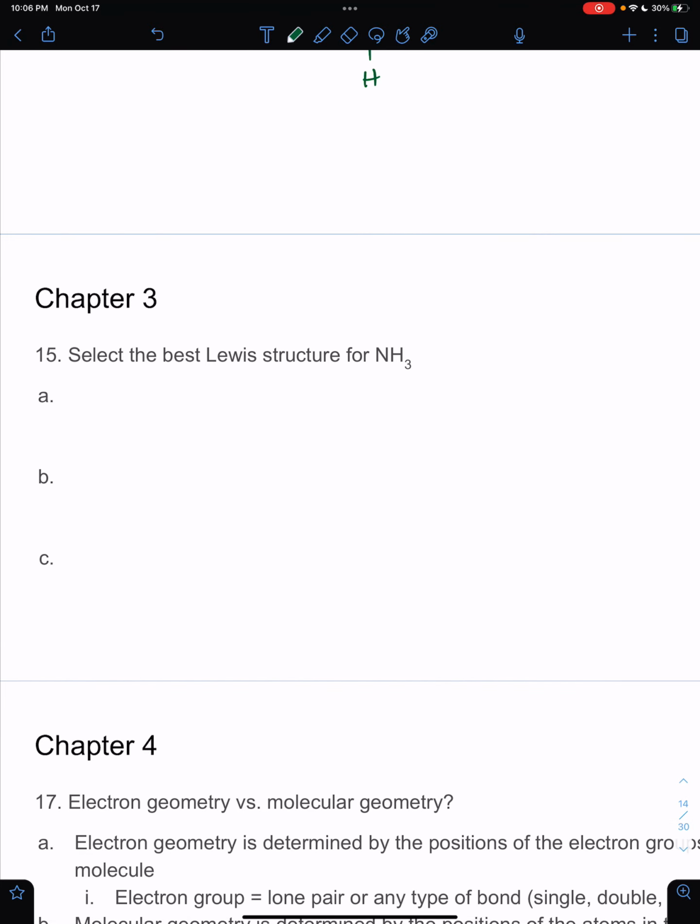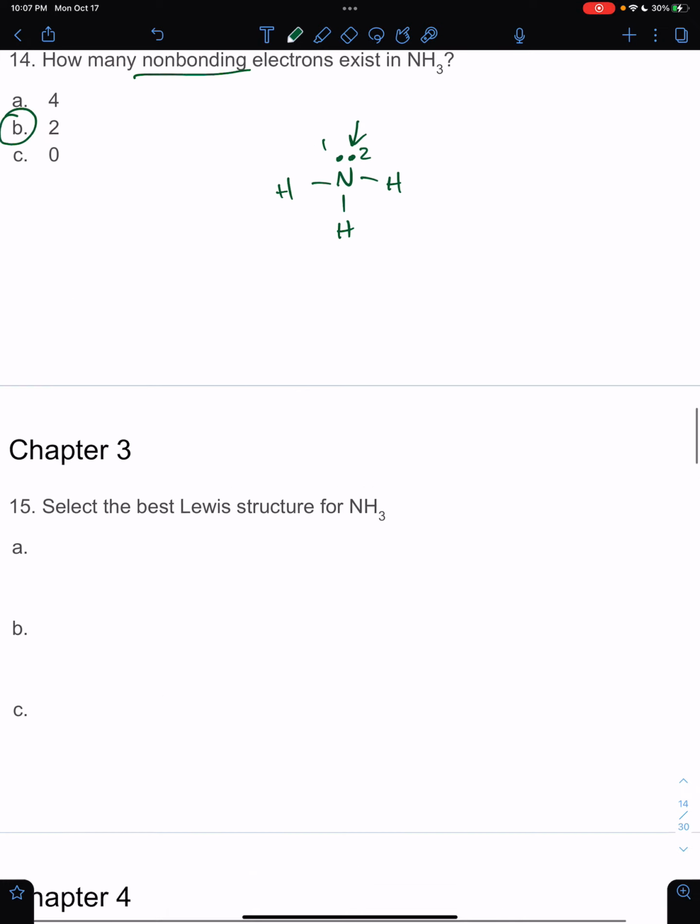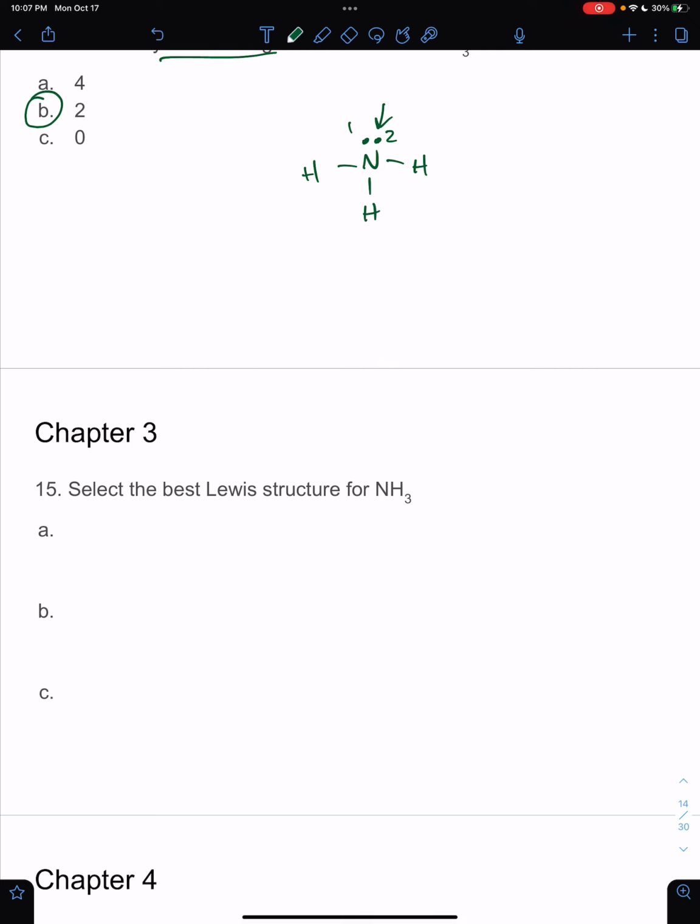Okay, this question says you're going to need to select the best Lewis structure for a given molecule. So let me just draw some real quick. We already know the answer for this one, but she's probably going to give you a couple of different Lewis structures. I imagine there's going to be something wrong with each one, except for the correct one.